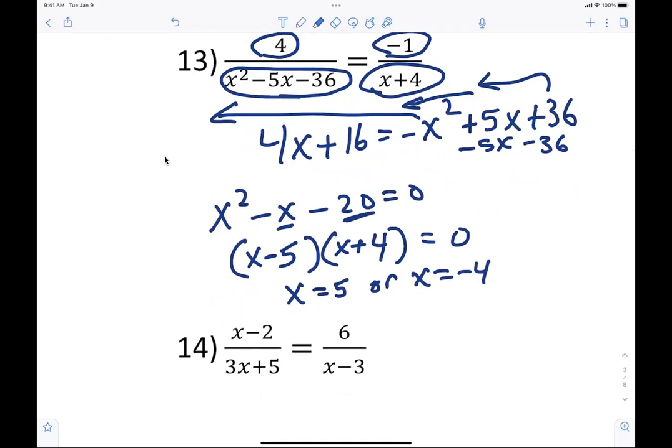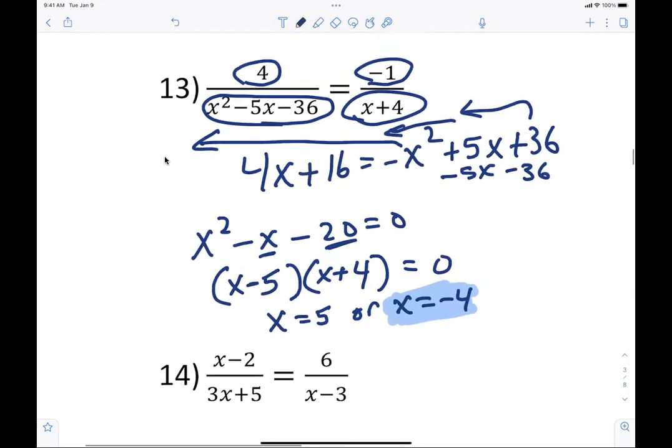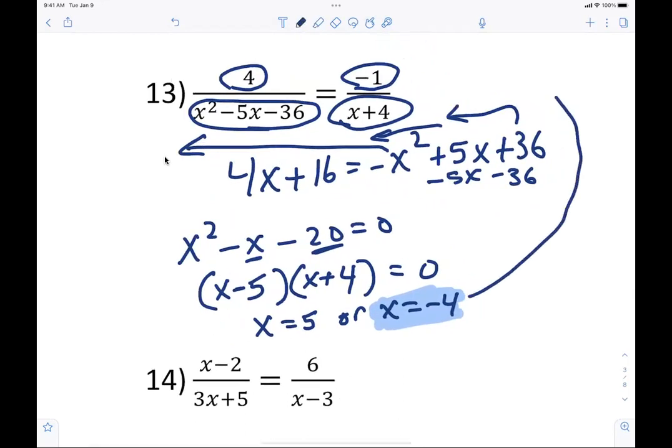Now, here's something that is a little bit more advanced, so you need to pay attention to this. We haven't had to worry about it, but right now, x equals -4 is not going to be a solution. It's called an extraneous solution because if I plug -4 in up here into this x plus 4, it'll give me a 0. It'll be -1 over 0. And -1 over 0 is called undefined.